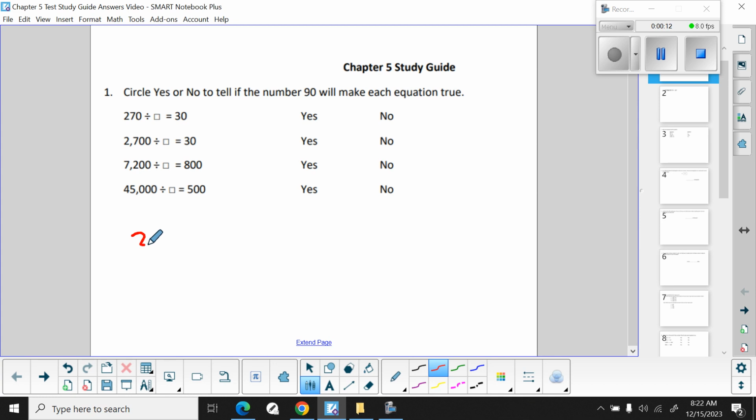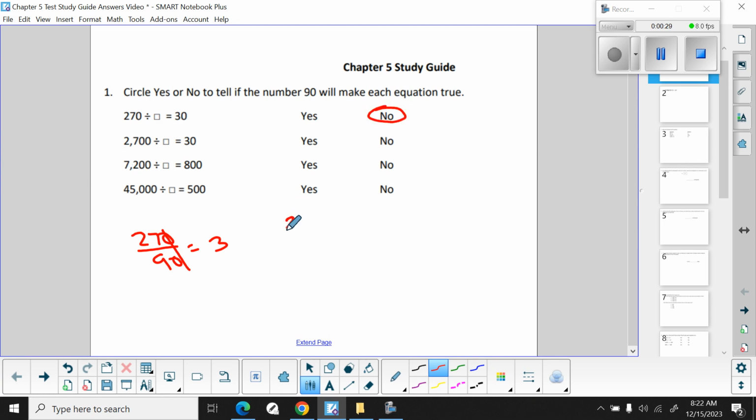The first one is 270 divided by 90. Okay, well I can cross out my zeros. I'm left with 27 divided by 9, which is 3. So 270 divided by 90 is 3, not 30, so this is a no.